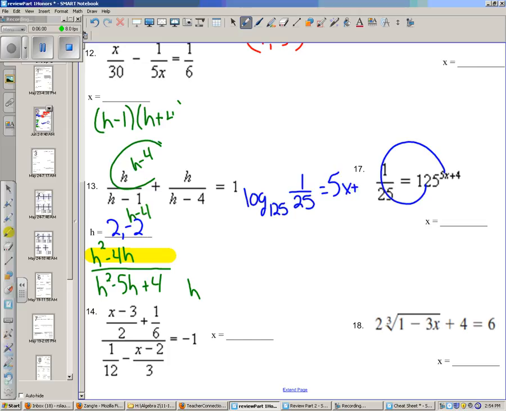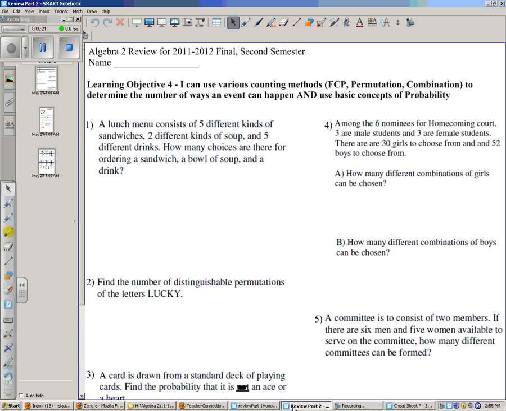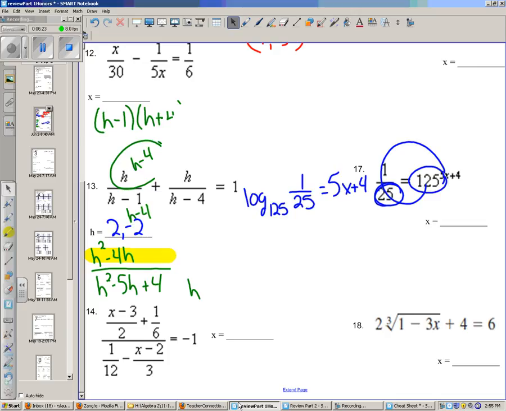But I could also, for this problem, get a common base. And so if I look at my cheat sheet, I want to find a common base between 25 and 125. And on my cheat sheet, that base ends up being 5. So what I'm going to do is show you this way instead, because I think I showed you on the printable answer key this way. To get 1 over 25, it's just to a negative exponent. The -2 brings the 5 squared to the denominator. 5 cubed is 125, so this is still 125 to the 5x plus 4 power.